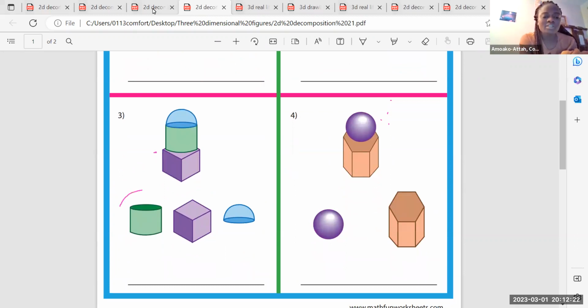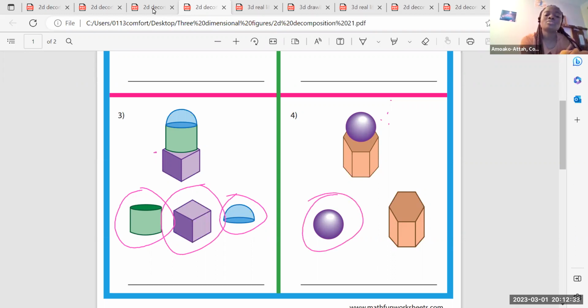Okay, so we have a cylinder, hemisphere, and we can say this is a cube, right? Or it's also a sphere. How many? 1, 2, 3, 4, 6, right? 6 would be hexagon. So hexagonal prism. All right.